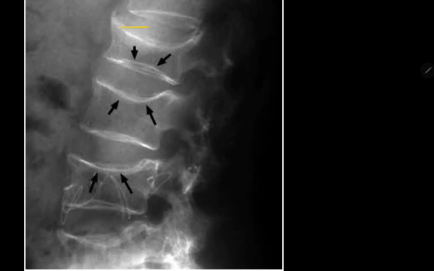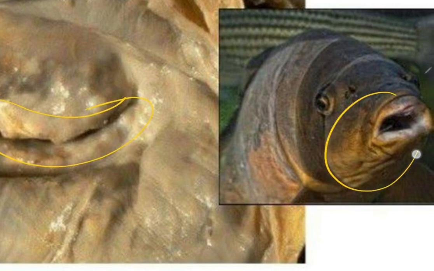Can you see this is a fish mouth vertebra? This is a fish mouth vertebra you see in osteoporosis and sickle cell anemia. Then you can see this picture. This is your heart valve and you can see it looks like the mouth of a fish. So that is your fish mouth heart valve, which is seen in rheumatic heart disease, RHD.